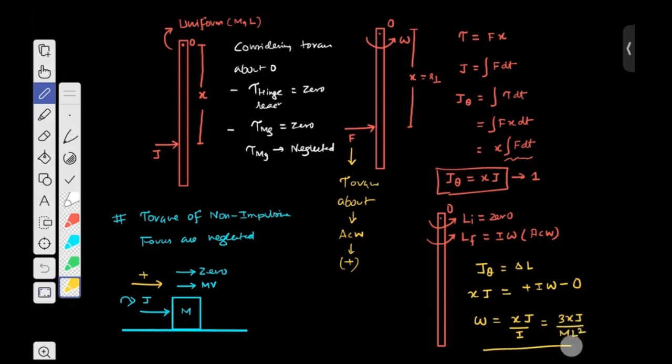All of you understood this thing or not? Easy only, or not? Like there we had one force, so we took the direction of the force as positive. Here I have got only one torque, so we took the direction of the torque as positive. I hope I'm clear. All of you got this thing.